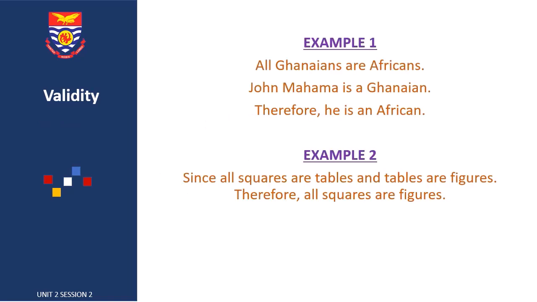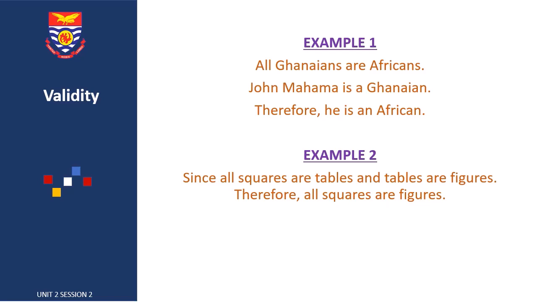Let's look at some examples. The first of them: all Ghanaians are Africans. John Mahama is a Ghanaian. Therefore, he is an African. From this argument, you can clearly see that the first premise, which says all Ghanaians are Africans, makes an entailment of every Ghanaian being an African. Then the second premise says that John Mahama is a Ghanaian. So in the second premise, they identify John Mahama as a Ghanaian. It necessarily follows by the conclusion that therefore John Mahama is an African.